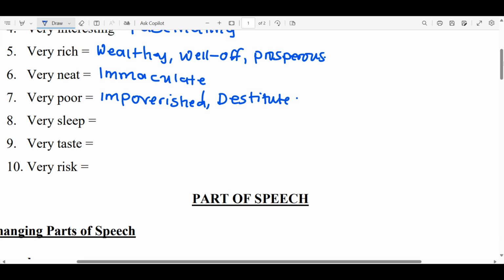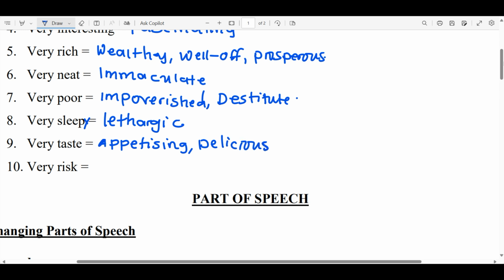Then number eight, very sleepy, like someone that is drowsing. So you can just say, oh, the reason why I'm not responding quickly is because I'm very sleepy. So we use the word lethargic. Number nine, very tasty, like the food looks very tasty. You can say appetizing or delicious. Then number 10, very risky. So we use perilous.